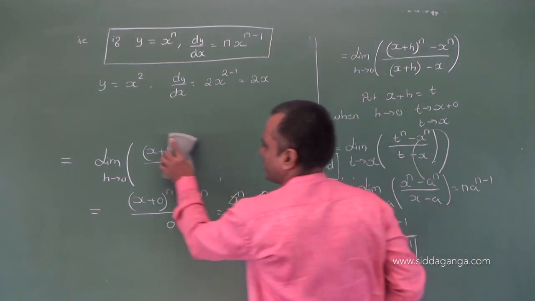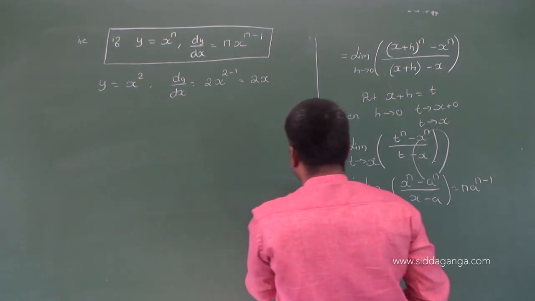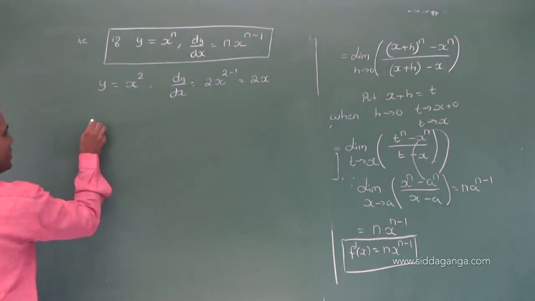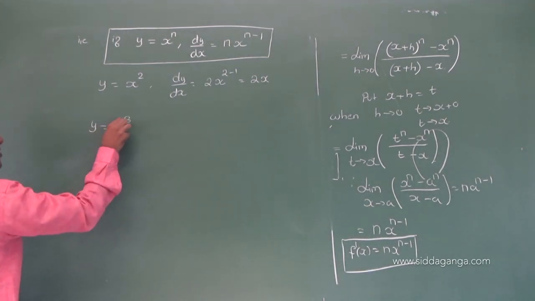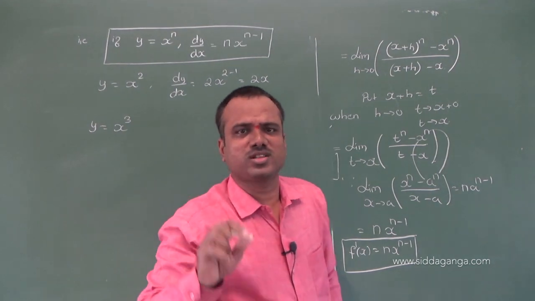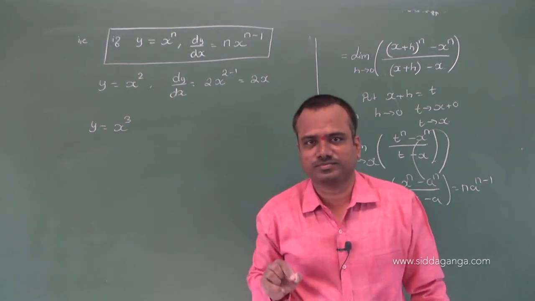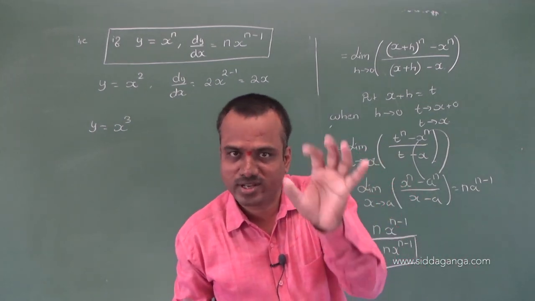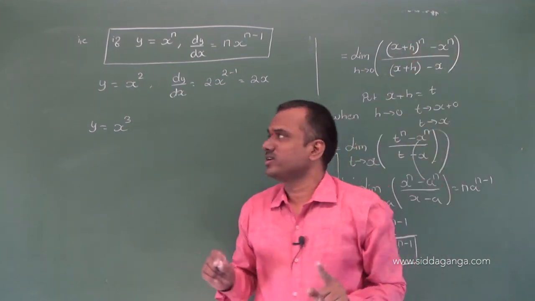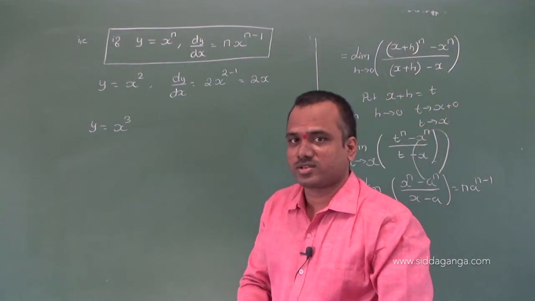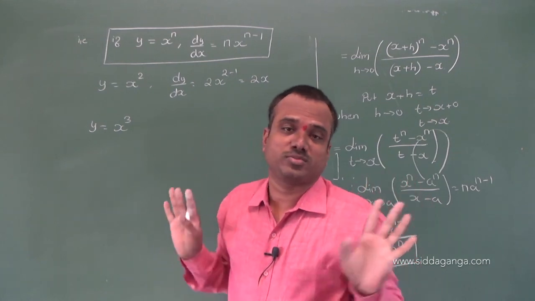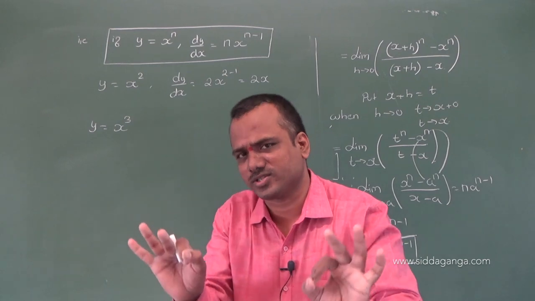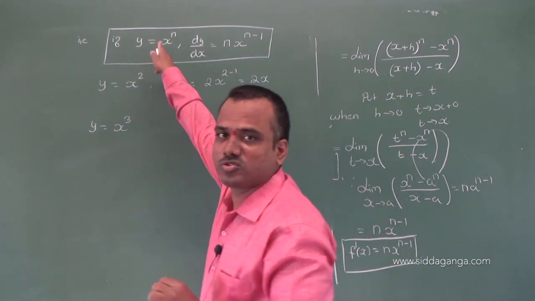Similarly, one more example I take. Find the derivative of x cube. Y is equal to x cube. Derivative of x cube, or else differentiate with respect to x. Differentiation means the process of finding the derivative. Both are the same, okay? So he asks the derivative of x cube. He doesn't ask using first principle. Simply he asks, find the derivative of x cube. So what do we use? We use this formula.